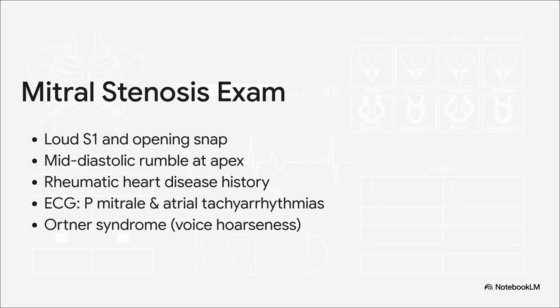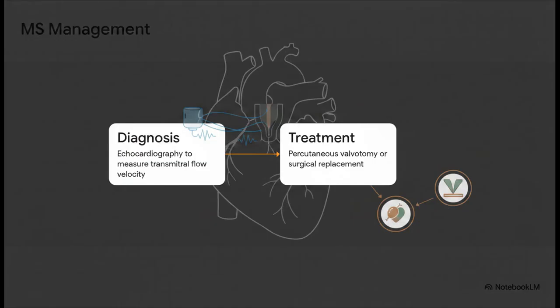You also want to watch for ECG signs of left atrial enlargement, like P mitrale, or even voice hoarseness. That hoarseness is known as Ortner syndrome, and it's caused by the massively enlarged atrium compressing the recurrent laryngeal nerve. When you spot this, your immediate next step is always an echocardiogram to measure that transmitral flow velocity and gauge the severity. From there, the definitive treatment logic branches to either a percutaneous valvotomy or a surgical replacement.